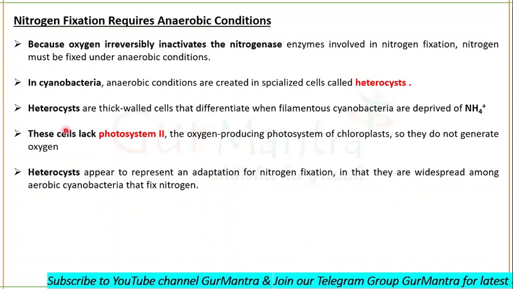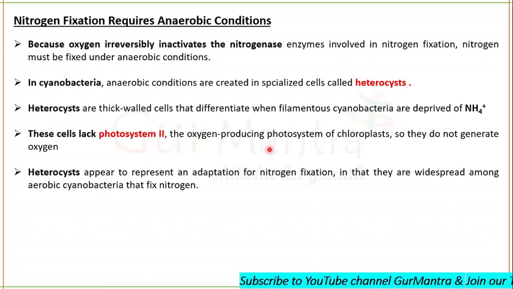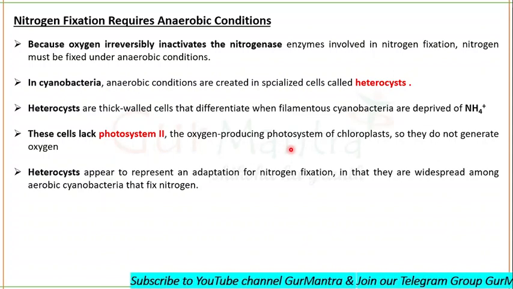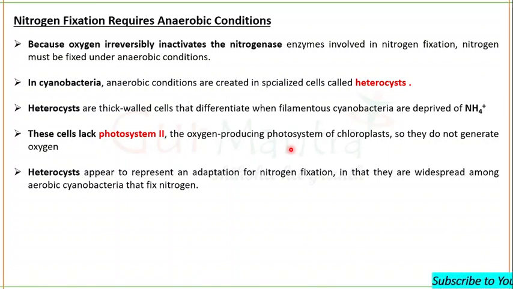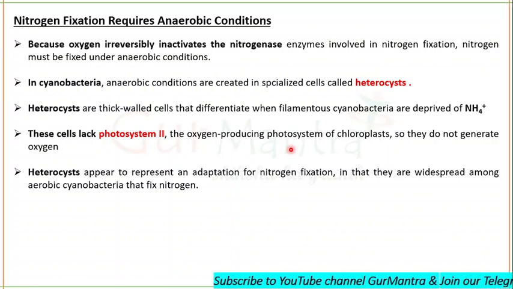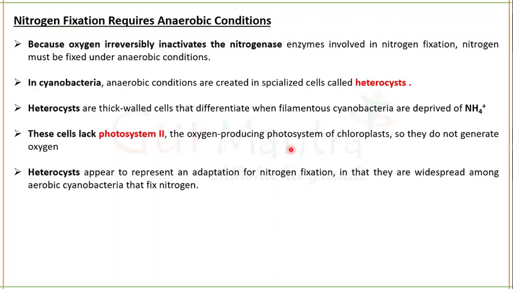Heterocyst cells lack photosystem 2, and we know that photosystem 2 is the oxygen producing photosystem of the chloroplast. If photosystem 2 is absent, then there will not be formation of oxygen and anaerobic conditions are created. And if nitrogenase is present there, it will be able to fix atmospheric nitrogen into the available form which is actually available for the plants.